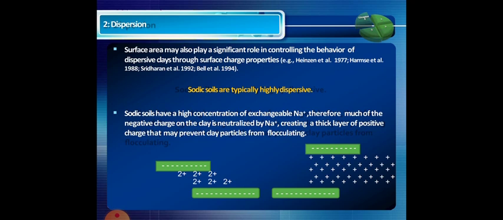Dispersion. Surface area may also play a significant role in controlling the behavior of dispersive clays through surface charge properties. For example, Cation et al. 1977, Hamsi et al. 1988, Sridharan et al. 1992, Bell et al. 1994. Sodic soils are typically highly dispersive. Sodic soils have a high concentration of exchangeable sodium, Na+, therefore much of the negative charge on the clay is neutralized by Na+, creating a thick layer of positive charge that may prevent clay particles from flocculating, as shown in the figure.